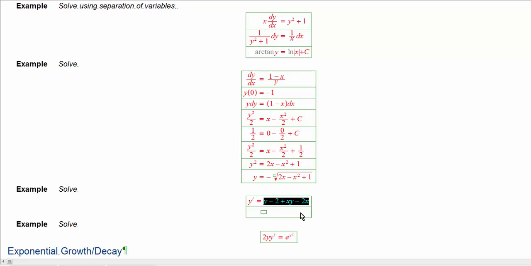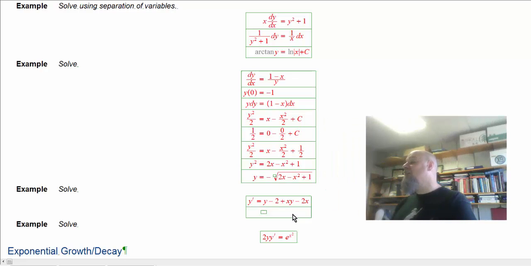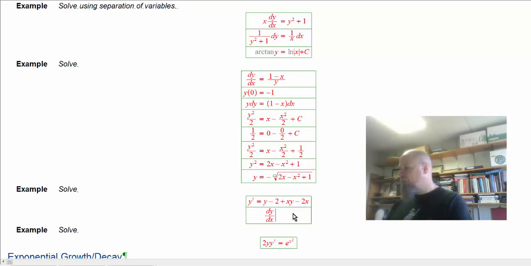Let's see another example. This next example doesn't immediately look like it could be separable, but I can factor this side. I might not see that I can factor it, but I would see that it's first order. It's first order linear, so I could also solve it as a first order linear differential equation, but I'm looking at it as an example of a separable equation.